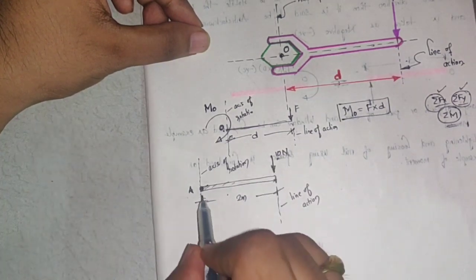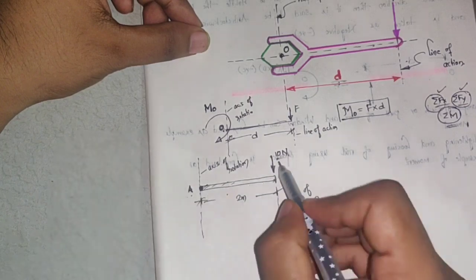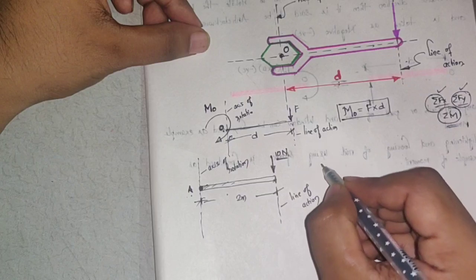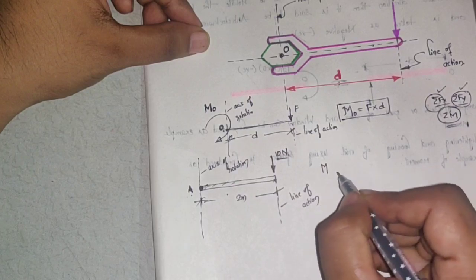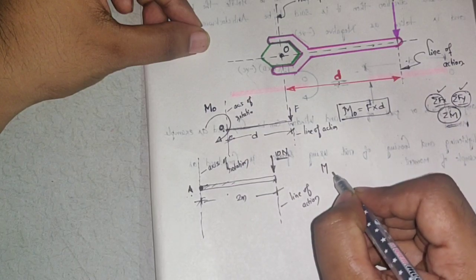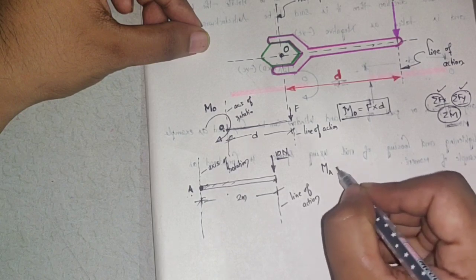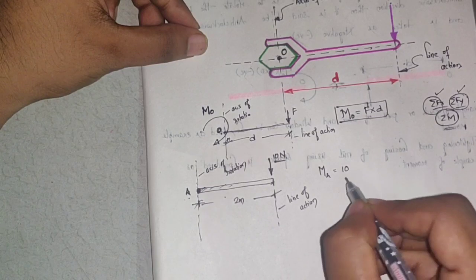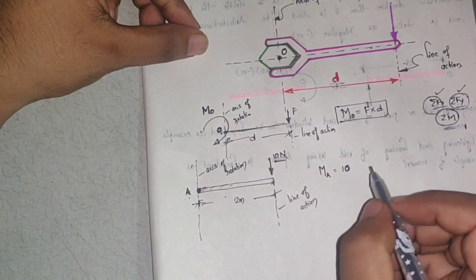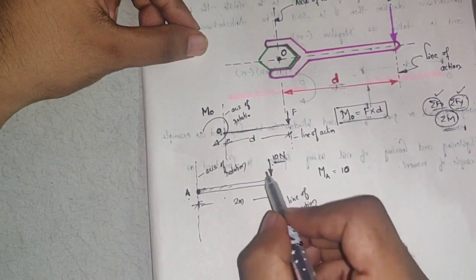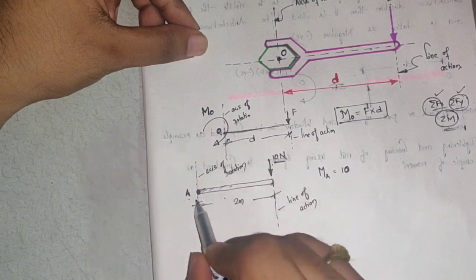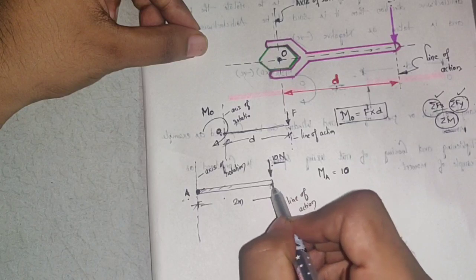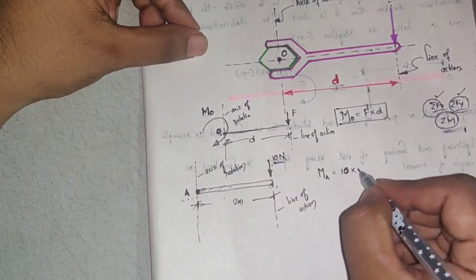So to know what is the rotational effect at point A because of this force of 10 Newton, how do I calculate moment? Moment is represented as M, and I am calculating rotation about point A, so it is moment about A, which is equal to force. Force is 10. What is the perpendicular distance with respect to this force? It is 2 meters. Force into perpendicular distance, so 10 into 2.